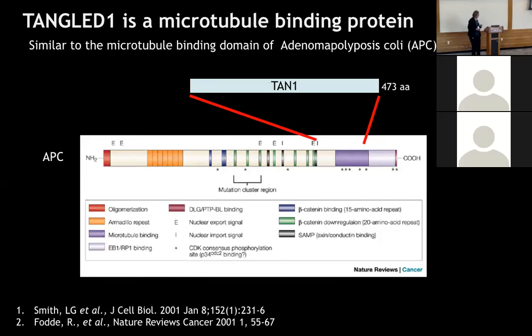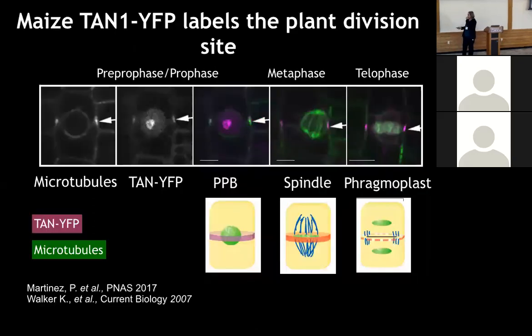Right. So I showed you a picture before showing that tangled localizes to the division site. This is one of those positive markers of the plant division site. And this is what this looks like in real life. So this is a maize epidermal cell with a live cell marker for microtubules. So you can see the pre-prophase band here and here.